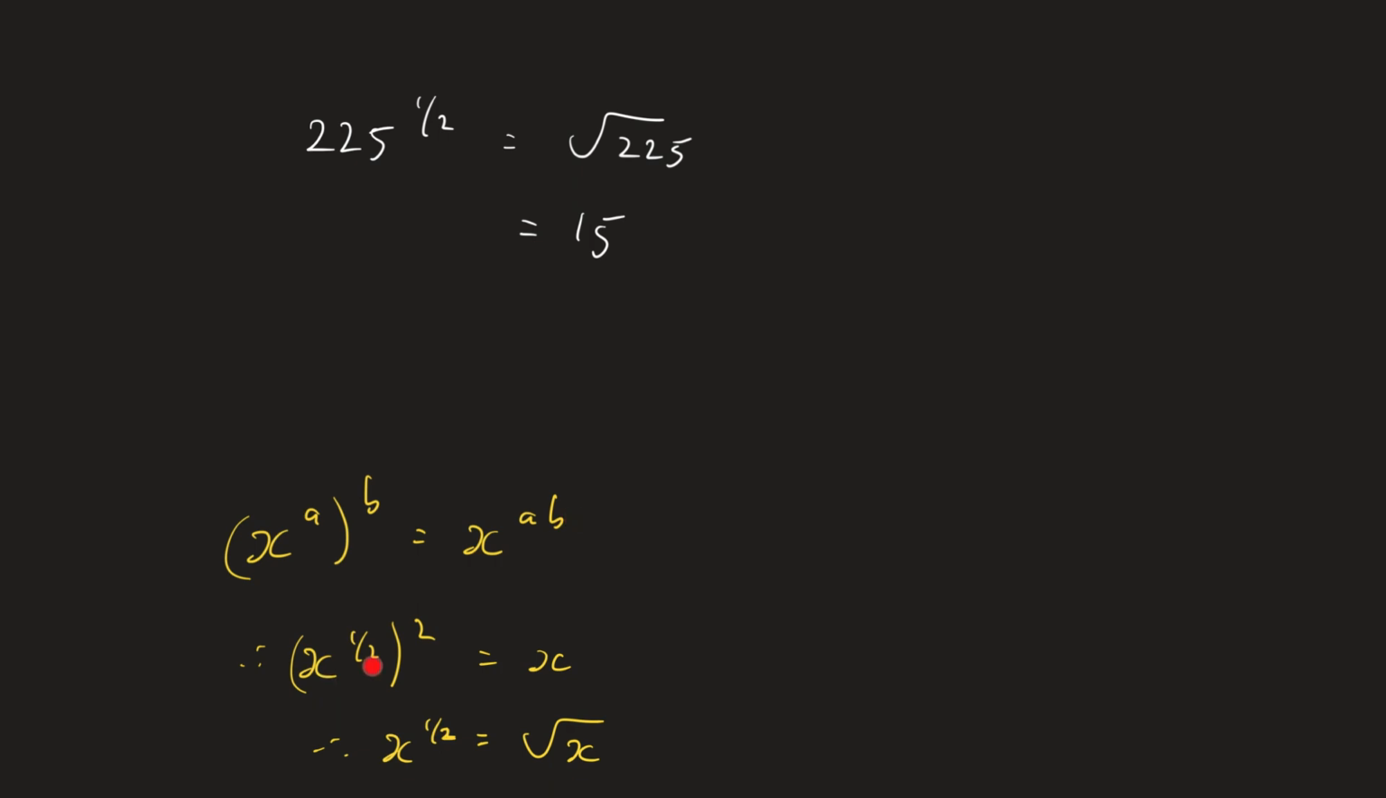So x to the 1/2, whatever it is, should satisfy the property that x to the 1/2 when squared is equal to x to the power of 1/2 times 2, in other words x to the power of 1, in other words x. So if x to the 1/2 squared is equal to x, that means x to the 1/2 is equal to the square root of x.